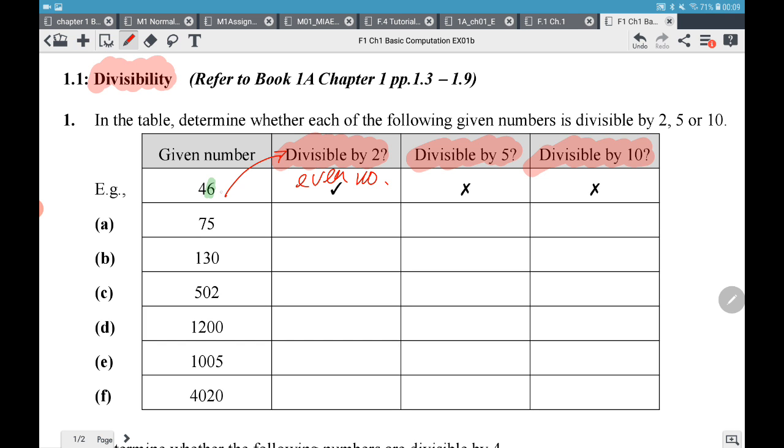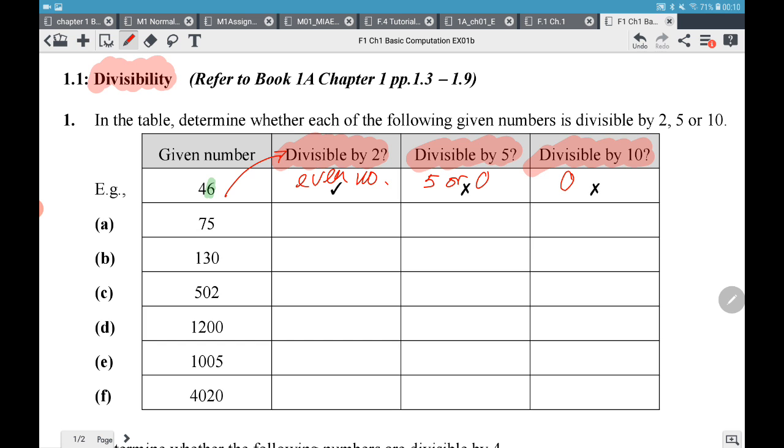And then to check if it is divisible by 5, the last digit should be equal to 5 or 0. In this case, 6 of course is not 5 or 0. So we put a cross. That means it is not divisible by 5. And again, check the divisibility by 10. We just need to check the last digit. Is it ending with 0? In this case, 46 is not divisible by 10 because the last digit is 6.